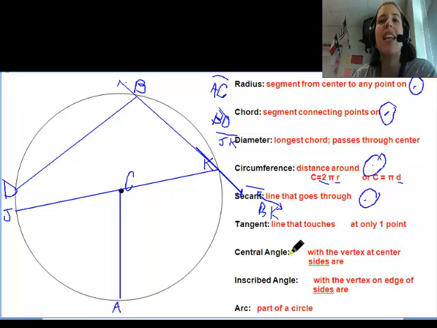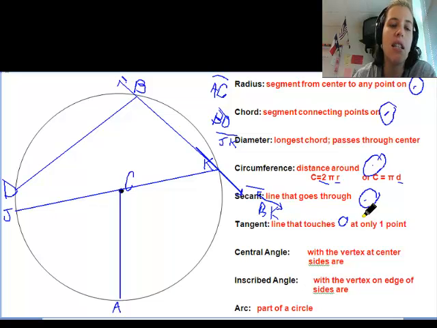Alright, the next one is a tangent, and we've heard that word before when we did trig. But this is a different use of the word tangent, and the tangent is a line that touches the circle at only one point. So let's go ahead and fill in the blank here with a circle. It's a line that touches the circle at only one point.